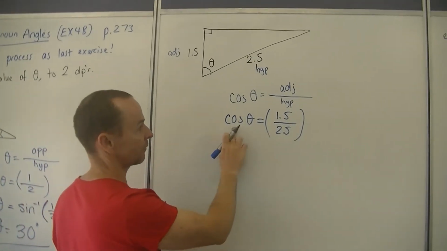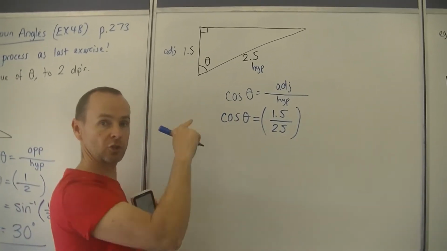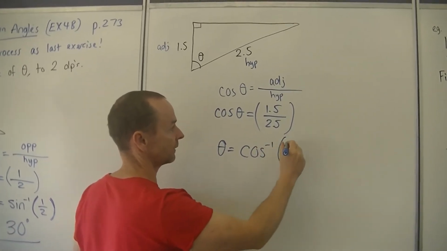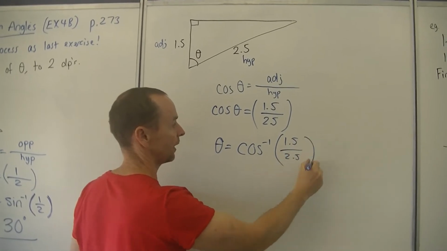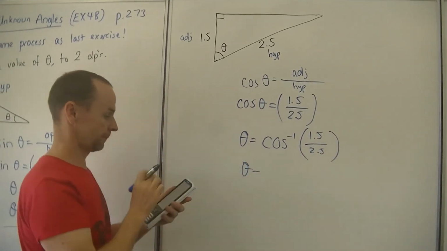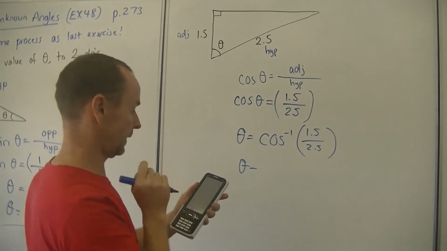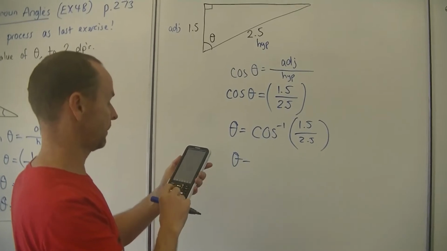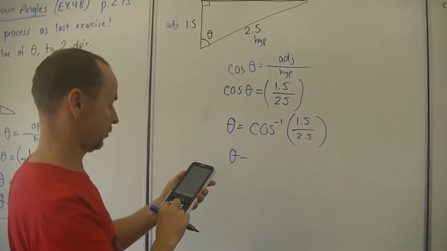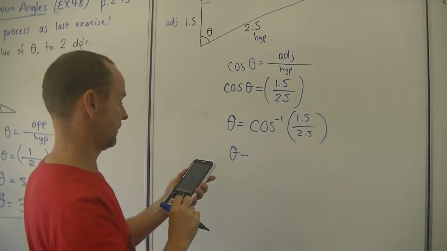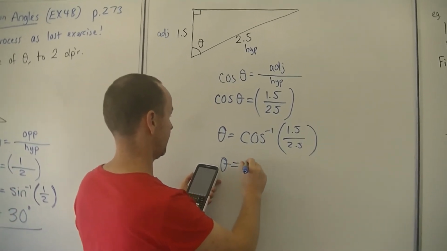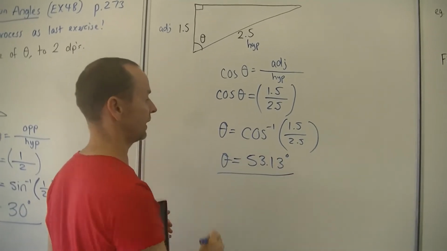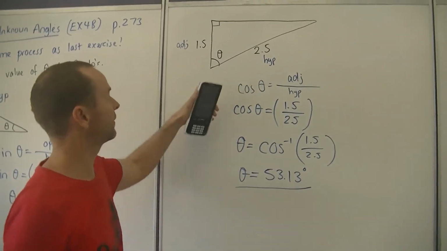The next step, we need to get rid of this cos. How do we do that? We press shift cos. Remember, it's called inverse cos. So cos to the -1, 1.5 over 2.5, and now we type it into our calculator. Let's type in inverse cos. Whoops, pressed the wrong button. Inverse cos, there we go. 1.5 divided by 2.5, close brackets, equals 53.13 degrees. And there's your answer, and it's a sensible answer.